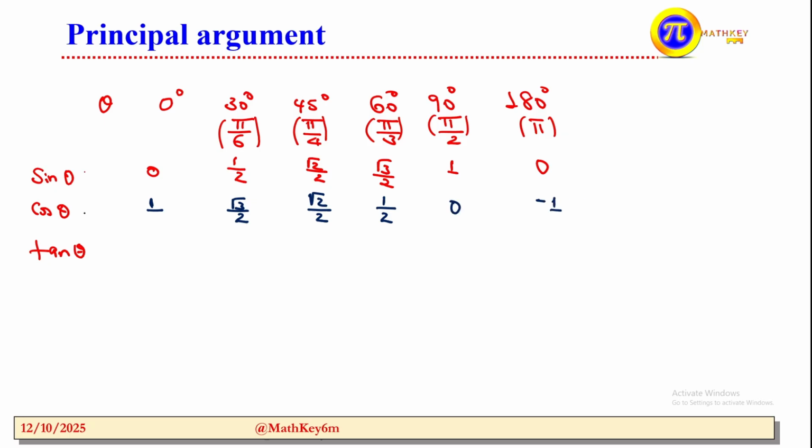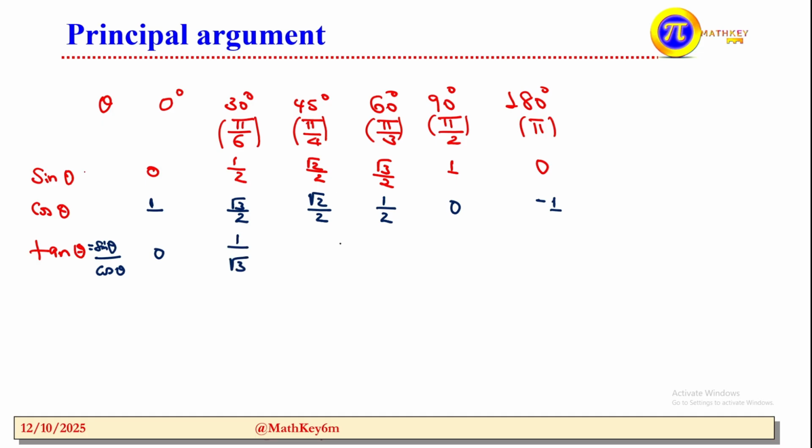The other one we consider: you know that tan theta means sin theta over cos theta, which implies 0 divided by 1, that is 0. And 1 over 2 divided by root 3 over 2 is 1 over root 3.